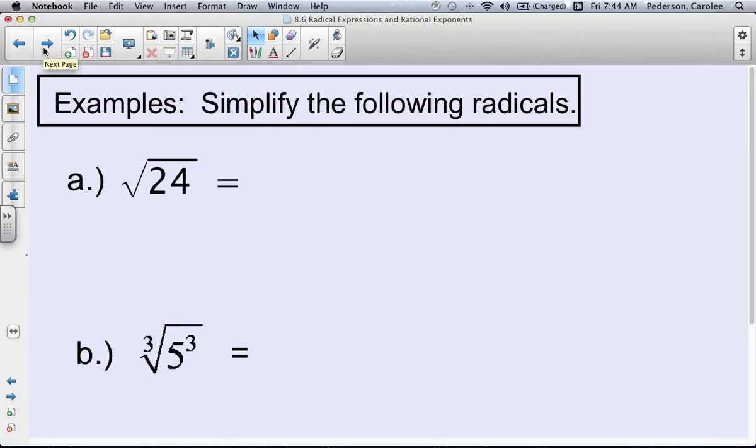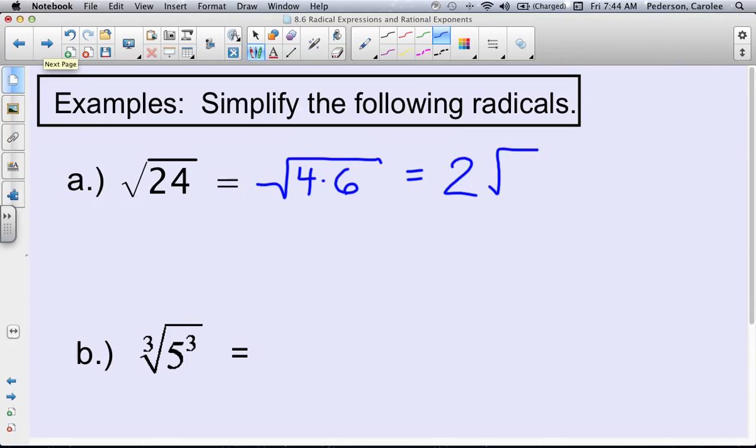Here's just a review of an example that we did where we take the square root of 24. How we break that down is we think about what type of multipliers multiply to 24 that we can maybe find a perfect square. So if I reduce 24 by 4 times 6, and then I notice that the square root of 4 is 2, our final answer then would be 2 square roots of 6. This next example now has a different index.